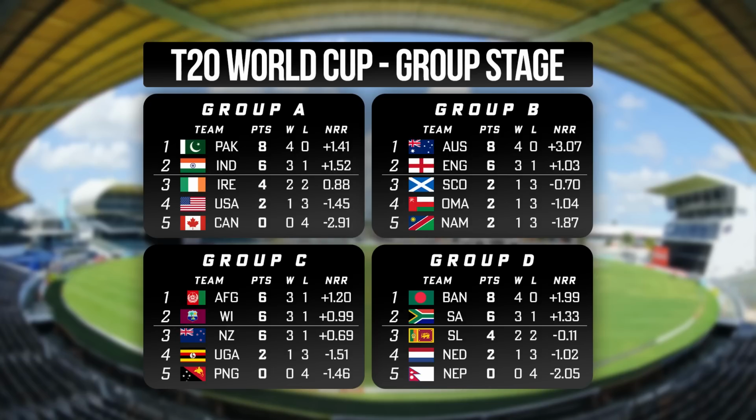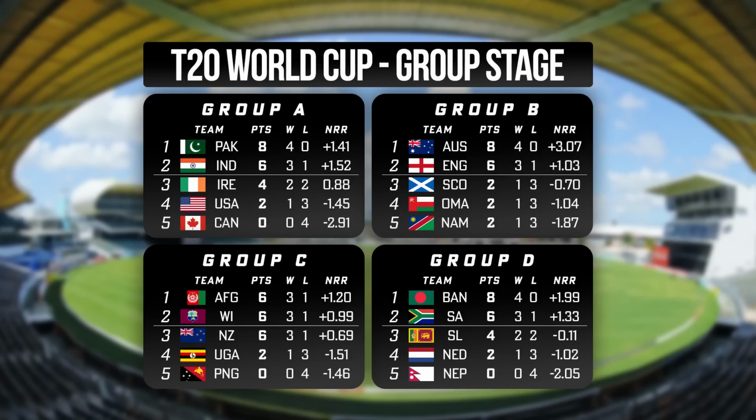From Group A, it was Pakistan and India who qualified in the top two positions. India's only loss was to Pakistan, who went through the group undefeated. Same story in Group B, England qualifying second, with their only loss coming to Australia, who went through undefeated in Group B. We already knew that.